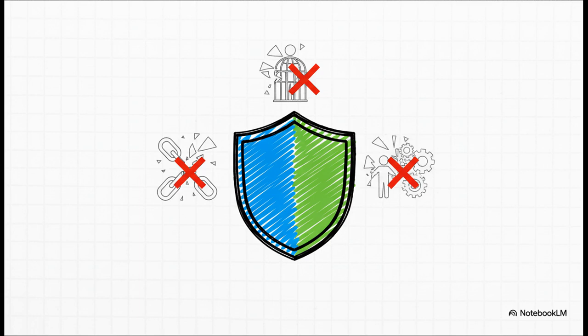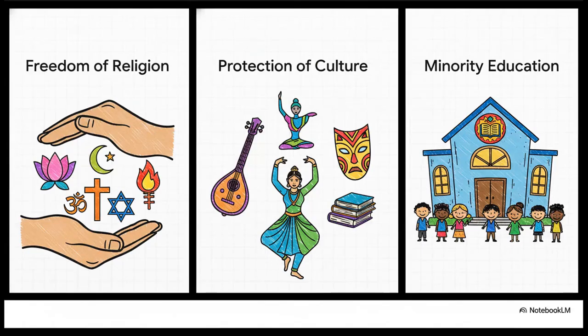The Constitution puts a hard stop on the worst kinds of human exploitation. Things like forced labor, human trafficking, and putting children to work in dangerous jobs are completely banned. It's a vital protection for the most vulnerable people in our society. And these articles? Well, they're the bedrock of India's entire secular fabric.